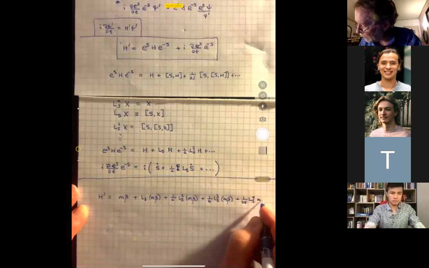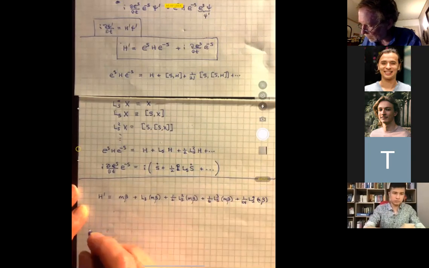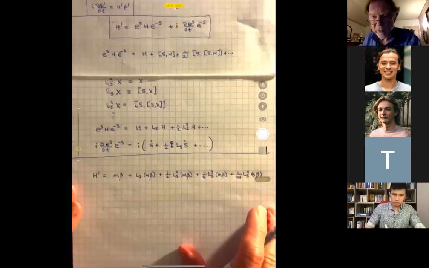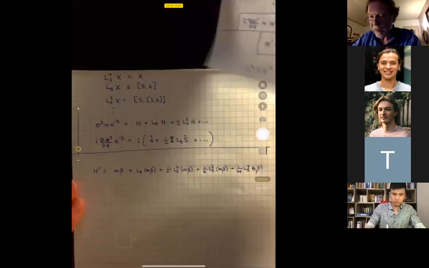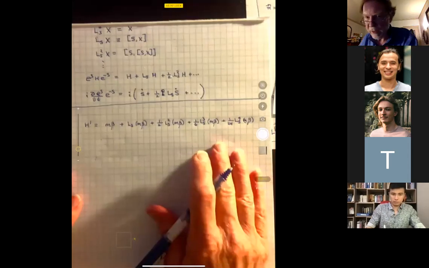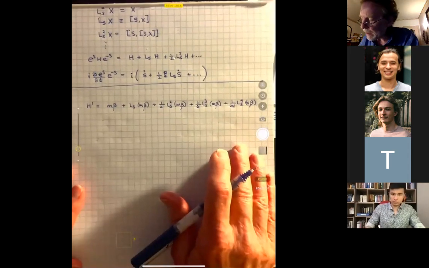We're going to go to 4th order, you see, because this is 4th order perturbation theory. But you thought you'd never do one of those. But here it is, 4th order perturbation theory. Anyway, that's just the m beta term.